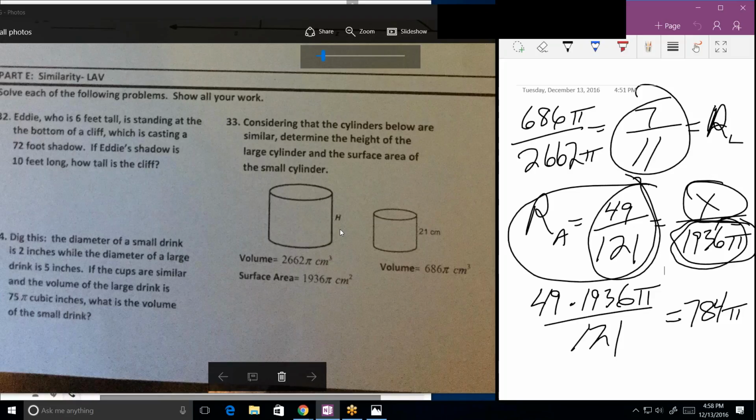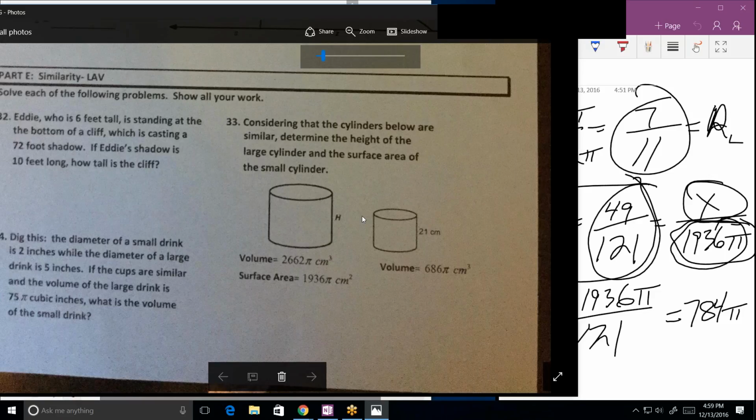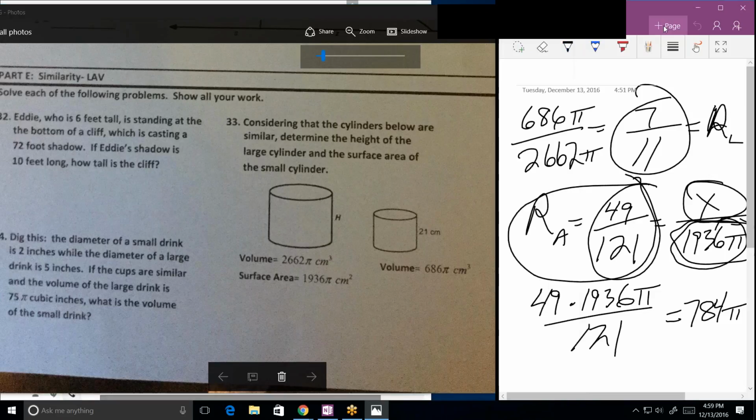Well, I don't see any mistakes we made in calculating surface area, so I guess we'll go with that 784 pi, even though it is a little strange. Especially since the surface area of the big is smaller than the volume of the big. Yep. Well, let's not worry about it at the moment.